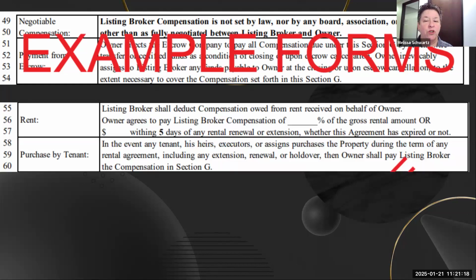Okay. Listing broker shall, so this is the rent. Listing broker deducts compensation to pay, let's see, rent received on behalf of owner. Listing broker shall deduct compensation from rent. We don't do that, guys. So we don't collect any of that. Rent has to be paid to the landlord, not to the brokerage, because we do not have a trust fund account. So if you're doing a rental and you're with MLS Choice, there's some things here we'll have to work out with you. Purchase by tenant, this is talking about how compensation works with that.